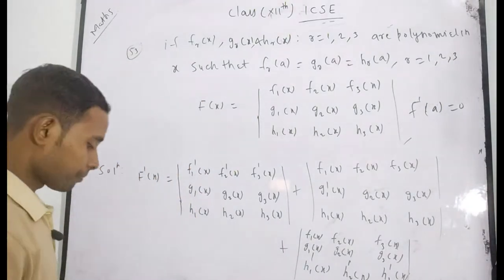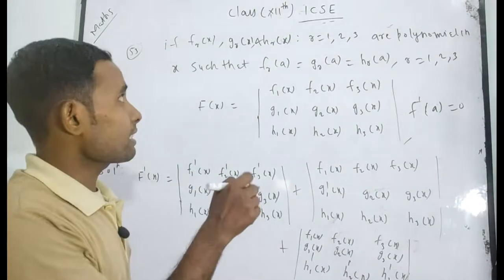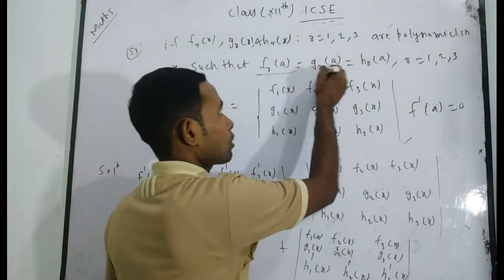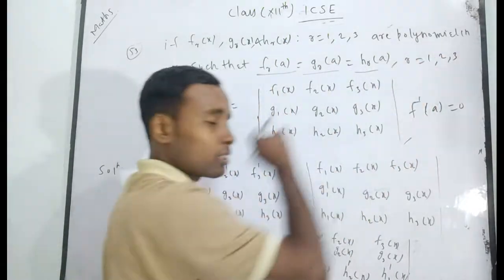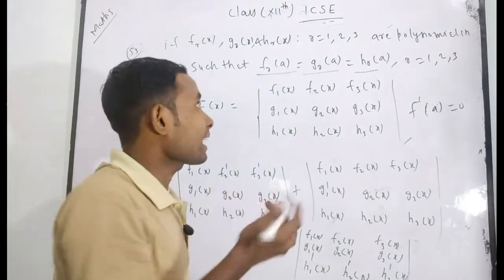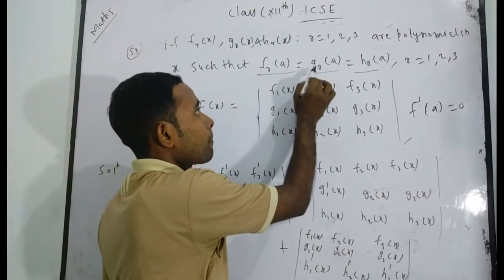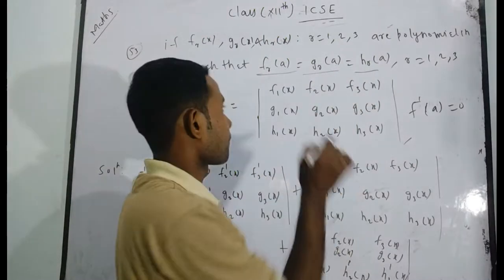Now, it is a very tricky question. In your question it is given that fr(a) is equal to gr(a) is equal to hr(a) for r equal to 1 to 3. Suppose I put r equal to 1. In that case, f1a, g1a, h1a. Have you understood? See here.